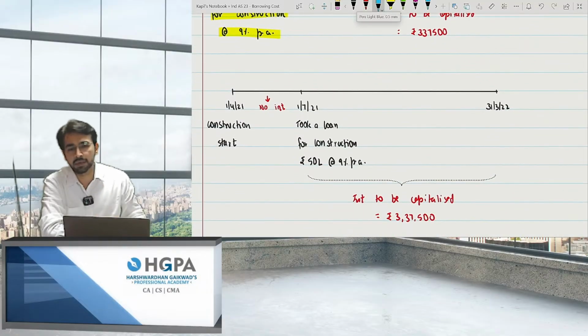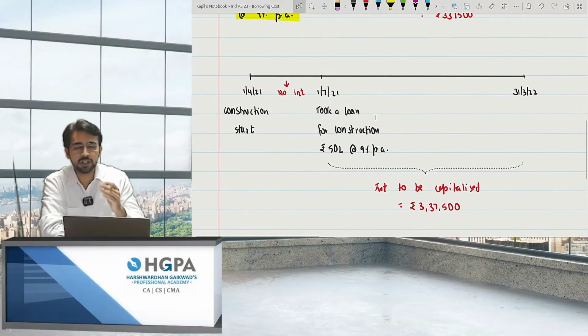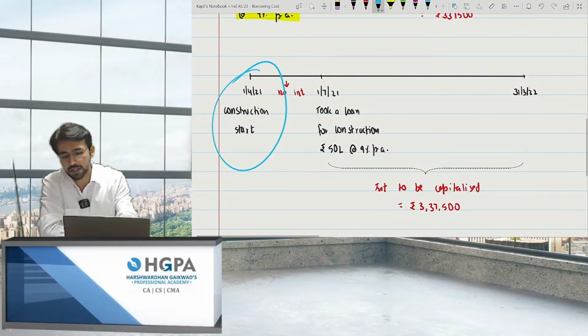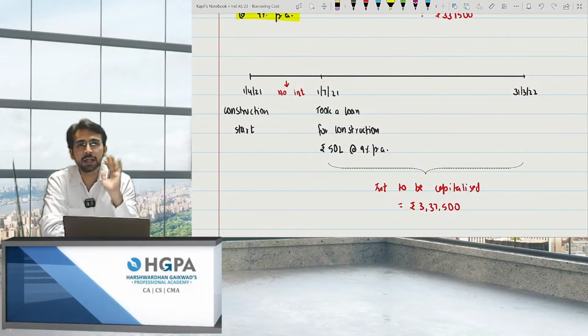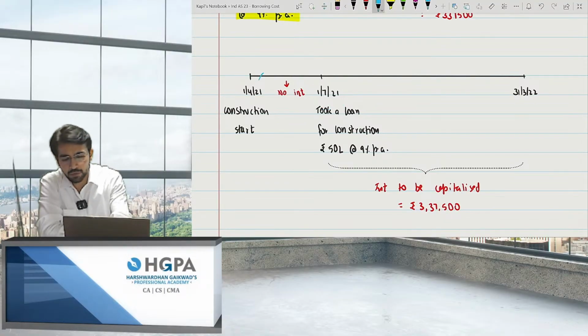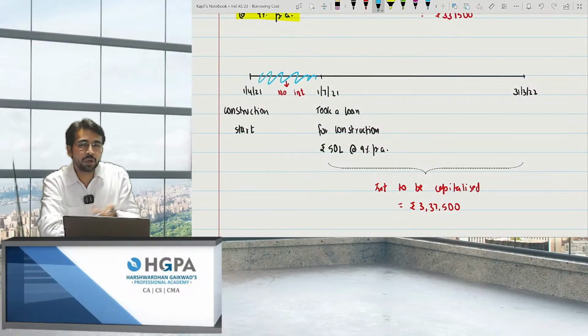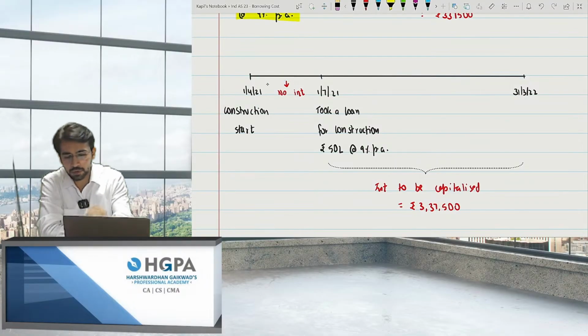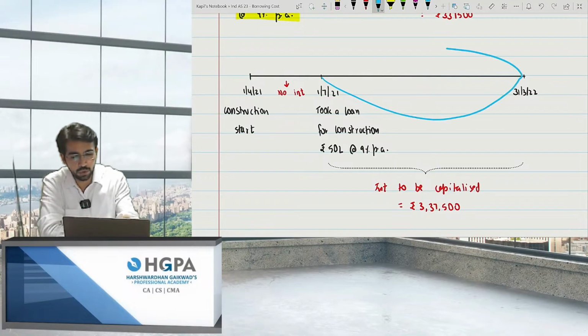I have turned the tables now. I started construction first, that is on 1/4/21 I started construction, but I did not take any loan. The loan was taken on 1/7. Obviously, on 1/7 I'll start paying interest. That means for this period there was no interest. If there is no interest, I cannot capitalize. And therefore, interest will again be capitalized only for this period.